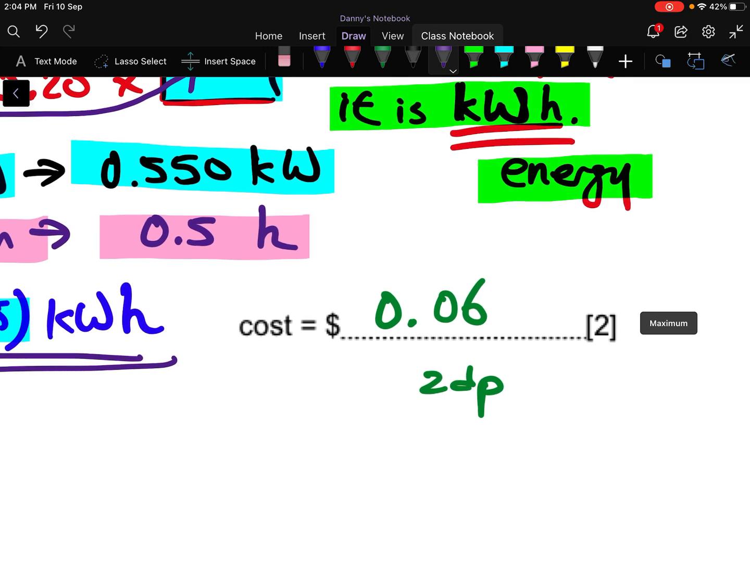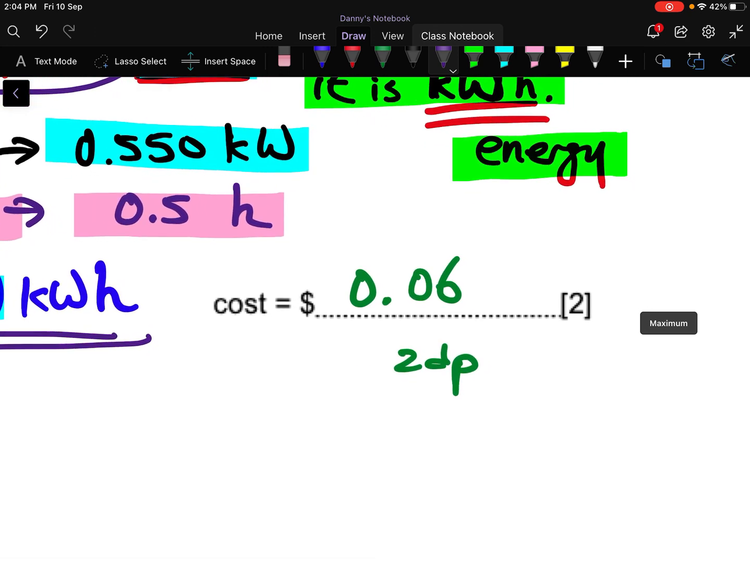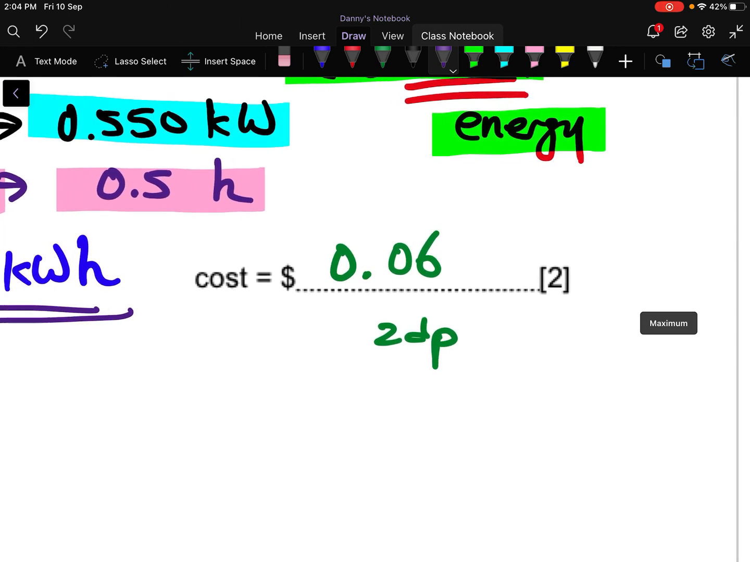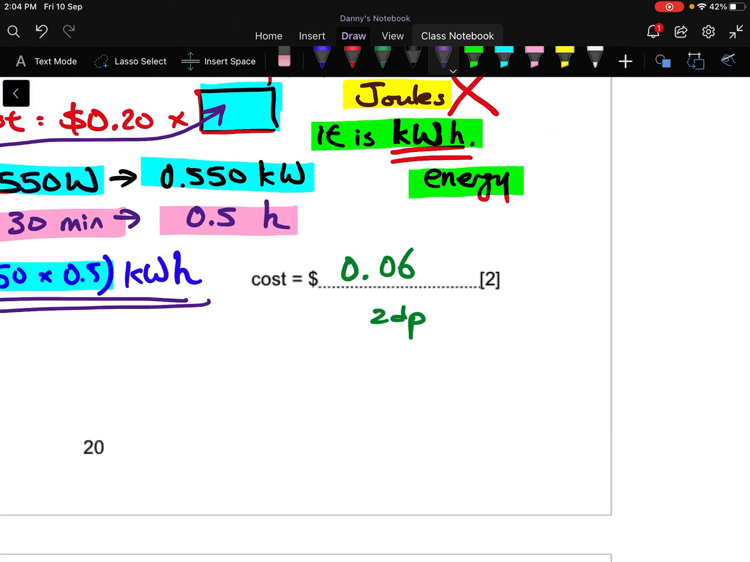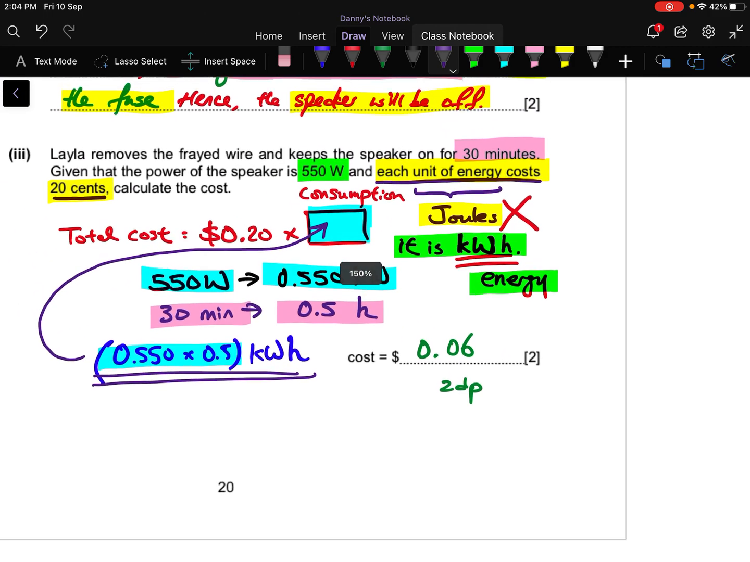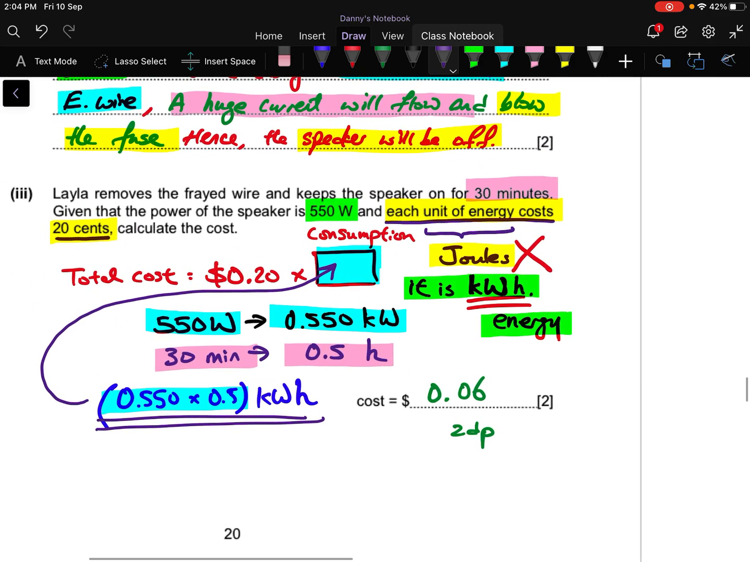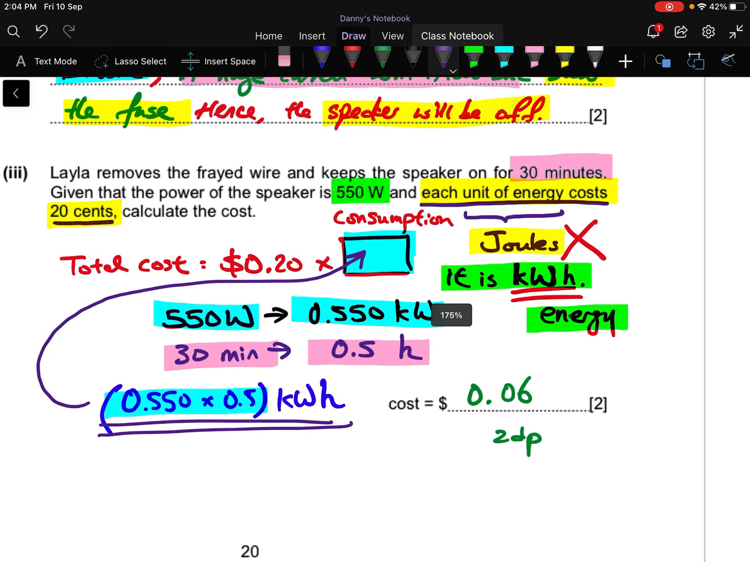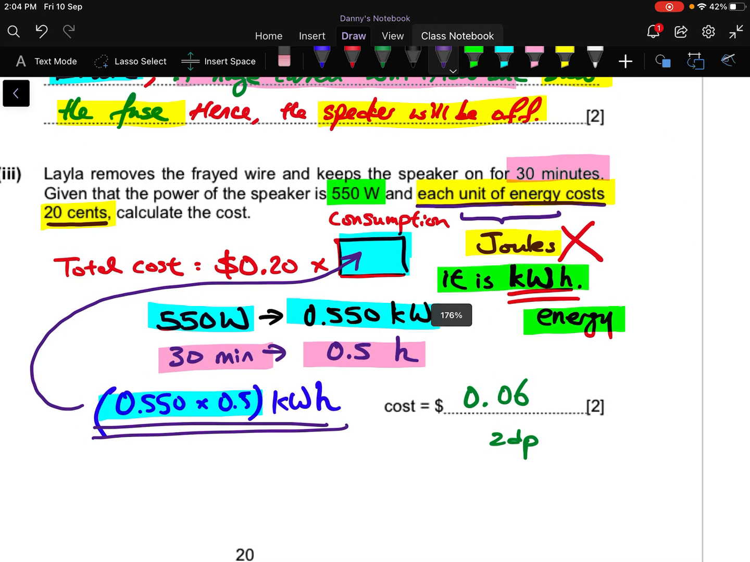Why in 2 dp? Because the smallest dollar amount that you can give is 1 cent. There's no 0.001 cent. So that's how you get the answer. Please remember what you have learned through this question. Number one, electrical energy is sold in terms of kWh, not joules.